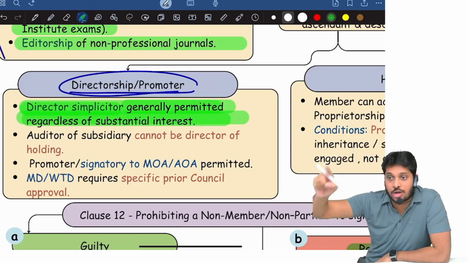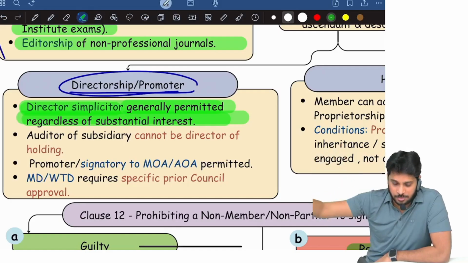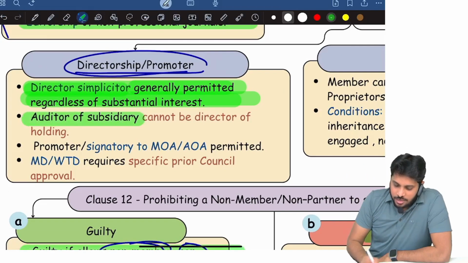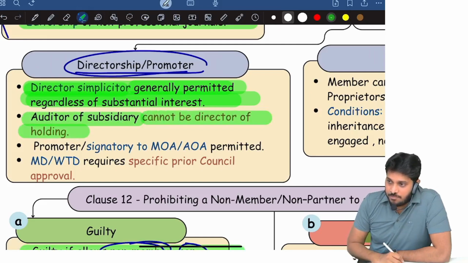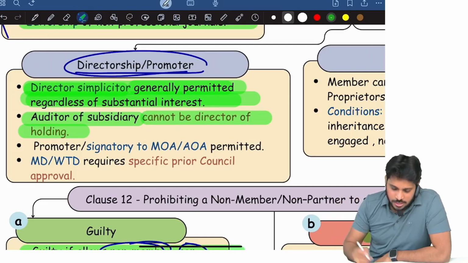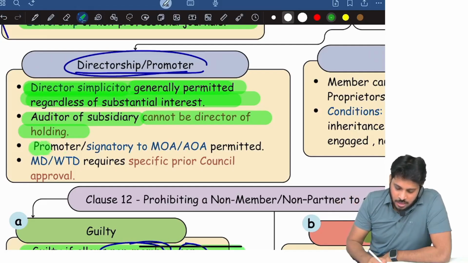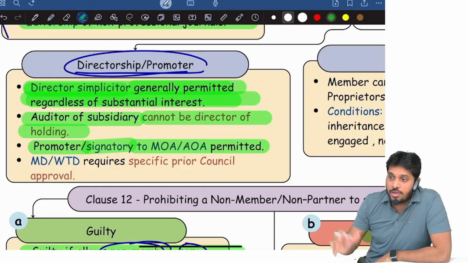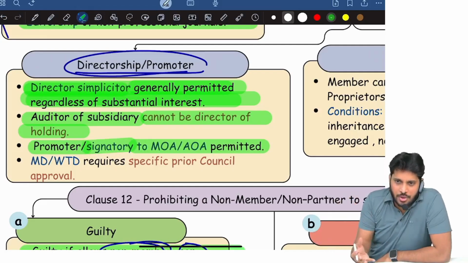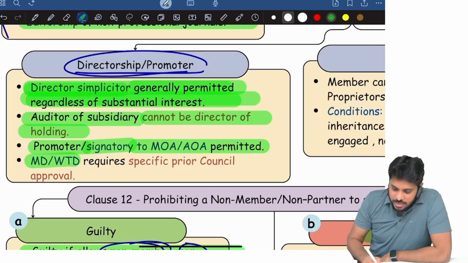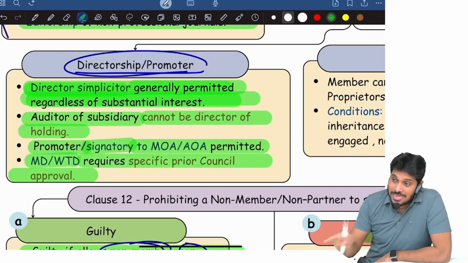You must be a normal simple director, then it is no problem. Next. Auditor of a subsidiary cannot be a director of the holding company. Is a common requirement. Promoter or signatory to AOA, MOA. You are just a signatory to AOA, MOA. No problem at all. MD or whole-time director requires special prior council approval.